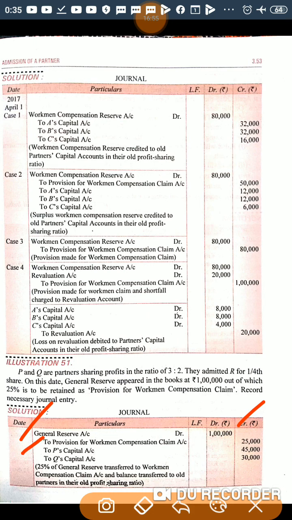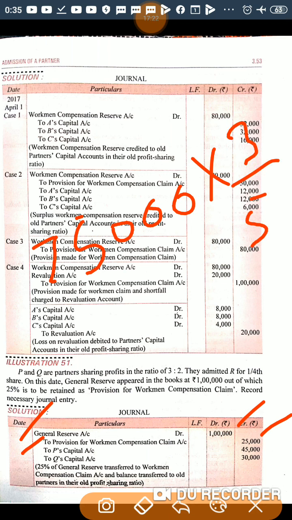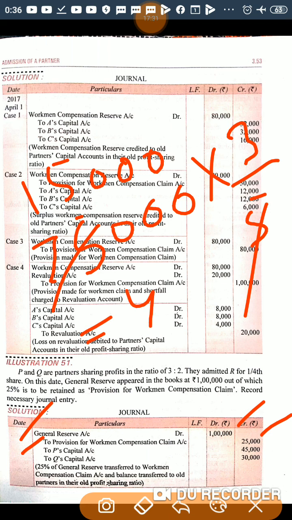To provision for workmen compensation claim 25,000, which you will transfer to the new liability, and the rest of 75,000 will be distributed among P and Q in the ratio of 3:2. We can check it. 75,000 is the excess amount, so P's share is 3/5. 5 fives are 25, 15,000 multiplied by 3, 45,000. So P was credited with 45,000 and the rest goes to Q.